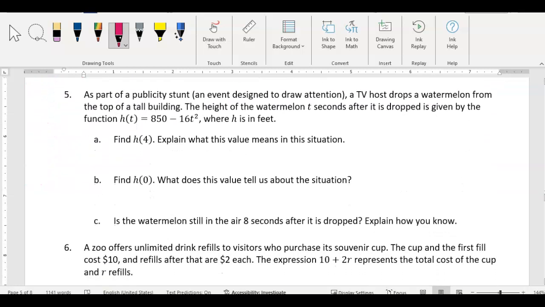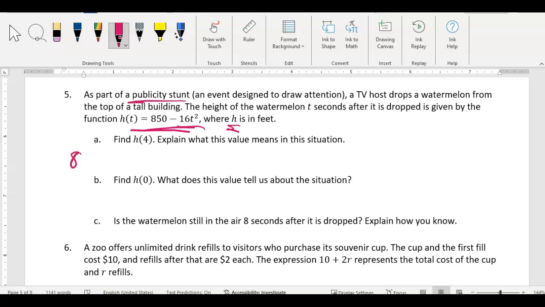All right, number 5. As part of a publicity stunt, an event designed to draw attention, that's what a publicity stunt is, a TV host drops a watermelon from the top of a tall building. The height of the watermelon t seconds after it is dropped is given by this function here, where h is feet. So this is how high the watermelon is off the ground after it is dropped. We see that because we have minus 16t squared, so that's the gravity pulling it down. It says find h of 4.